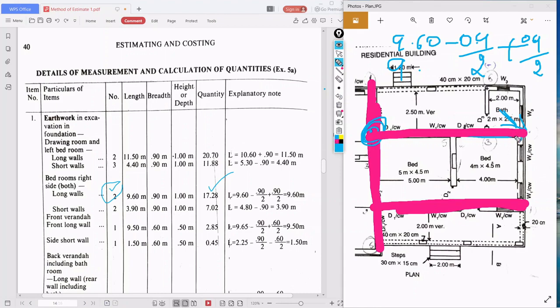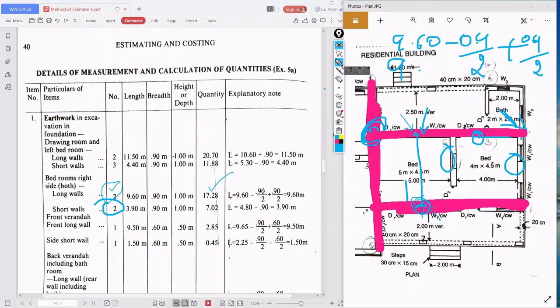See here, how many short walls are there? One, two. So two short walls are there. What is the height of the short wall? That is 4.5 plus 0.3 by 2, 0.3 by 2, that is 4.8. So from here to here is 0.8. See here again, this part has already been excavated. In the long wall section only, this part has already been excavated.